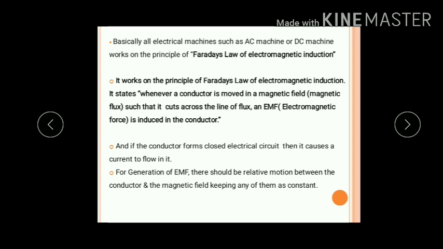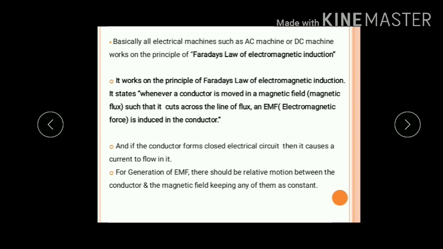So you take two monopoles, north and south. In between those two poles, if you try to move a conductor, there is an EMF induced in the conductor. So for the generation of EMF, there should be a relative motion between the conductor and the magnetic field, keeping either of them constant.